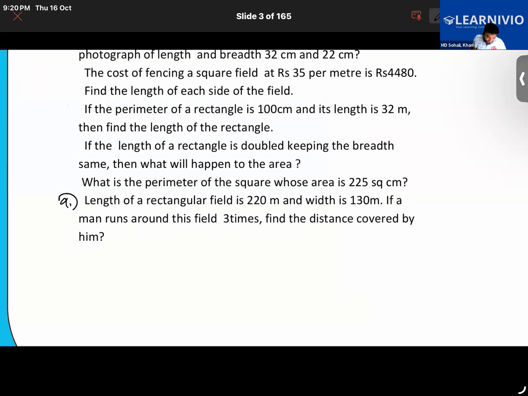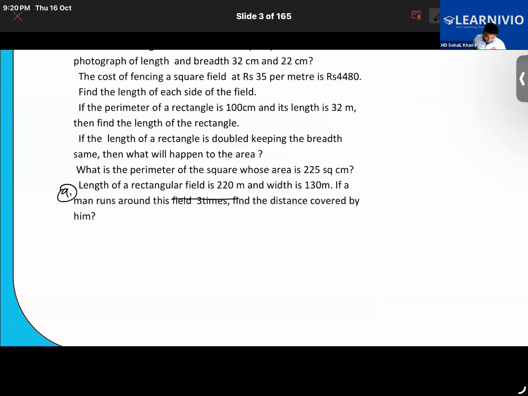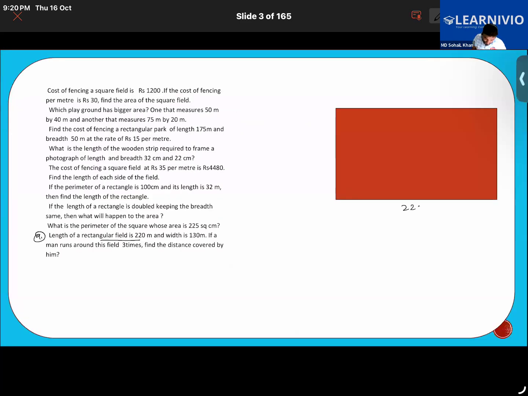Last question is here. Length of a rectangular field is 220 meter, while the width is 130 meter. If a man runs around this field 3 times, if a man were to start running from here, how many rounds? Three rounds. So we have to find the perimeter and multiply it with 3.